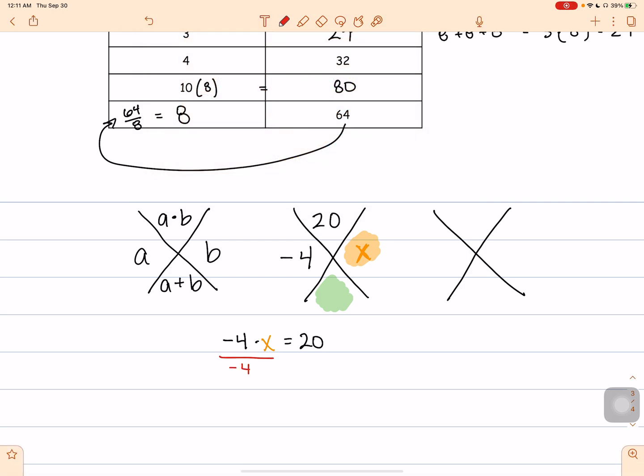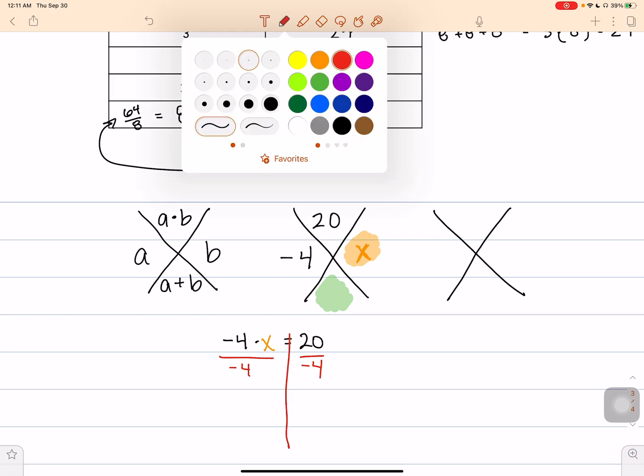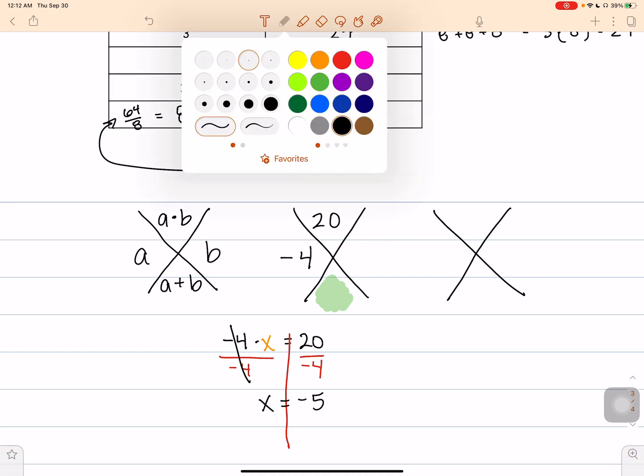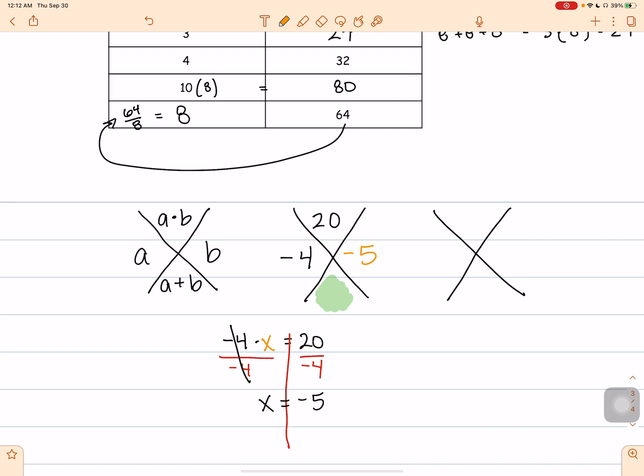You should know how to solve these one-step equations. -4 times some number equals 20. You can divide both sides by -4. This is just an equation. So -4 divided by -4 is 1x, and 20 divided by -4 is -5. So now you know that x is -5. And once you find it, you can erase it. You don't have to call it x. You can just write -5. And then for this bottom one, it's going to be -4 plus -5, which is the same as -4 minus 5. So this one would be -9.